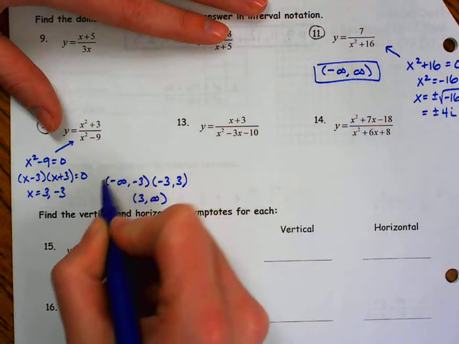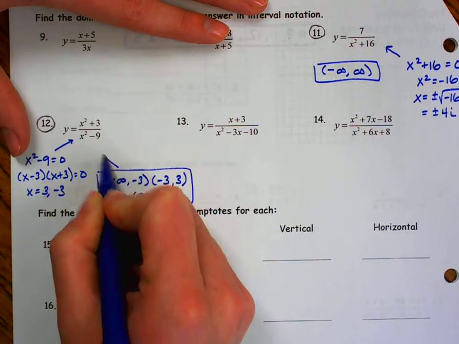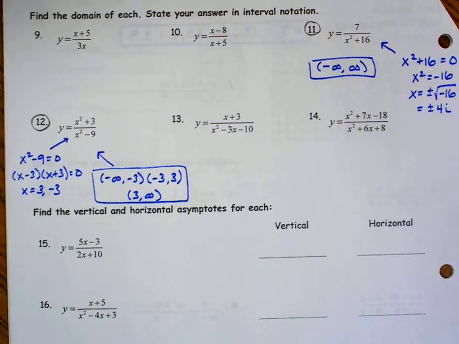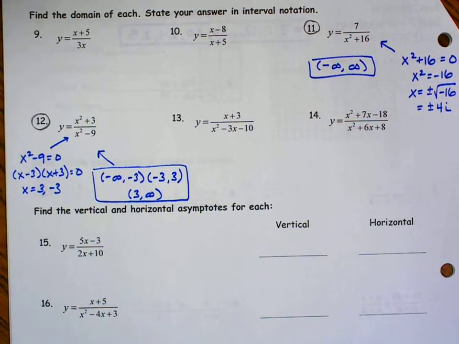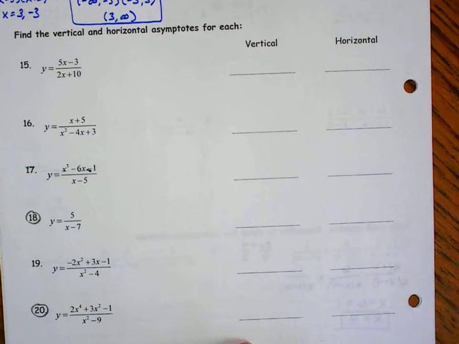Normally I'd write it in a straight line, but to try to get it to fit under 12, I put it there. So again, I found the problem spots and I only took those out. Everything else is okay. So everything till negative 3, everything between negative 3 and 3, and then everything after 3 was okay. So that's number 11 and number 12 domain. If I could recap that again, it'd just be to remind you that I'm looking for the problem spots and I'm taking them out.